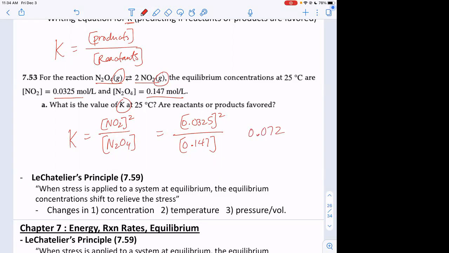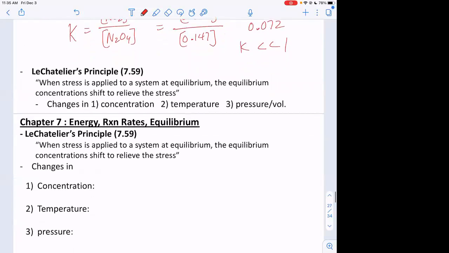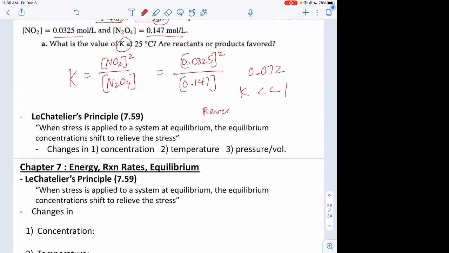0.072. So what does this mean? K here is way, way smaller than 1, right? Or well, somewhat smaller than 1. So what can you say about equilibrium here? Here, it's the reverse reaction that is favored. You'll have more reactants than products at equilibrium.